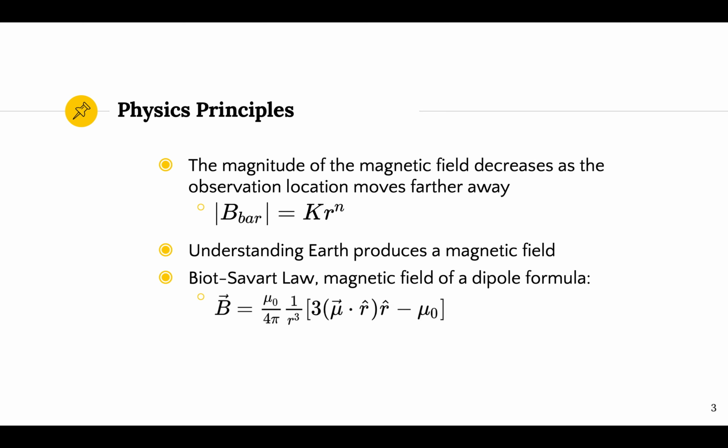Physics principles used: first, the magnitude of the magnetic field decreases as the observation location moves further away, and you can see the magnitude of the B equation shown. Understanding that the Earth produces a magnetic field, and then also the Biot-Savart law, which is the magnetic field of a dipole formula as listed above on the screen.